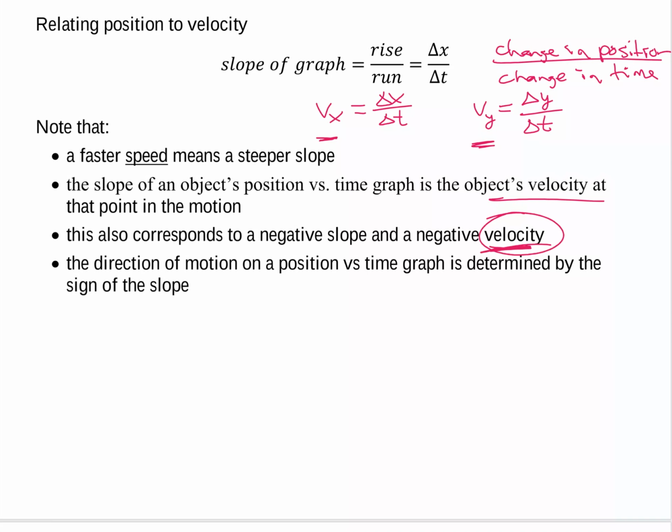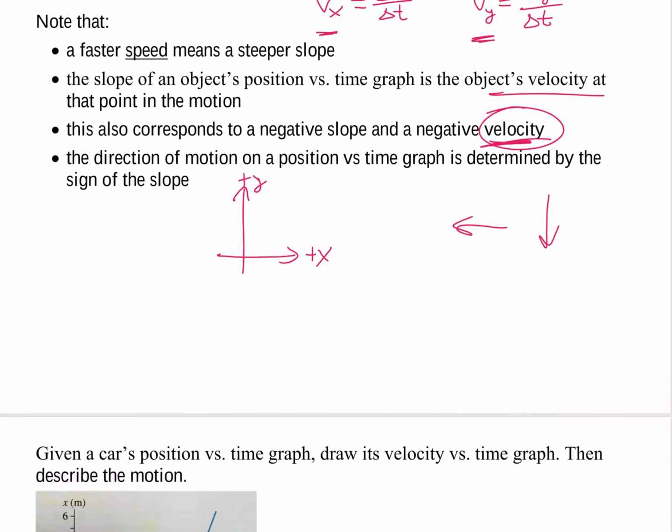Okay? If I have a negative slope, it's telling me that I'm going against the direction of positive. So if this is my standard coordinate system with positive x and positive y, and I have a negative slope, it's telling me that I'm either going against the positive x direction, which would mean I'm going that way, or I'm going against the positive y direction, which would mean I'm going that way. Okay? Make sense? Yeah. Okay.